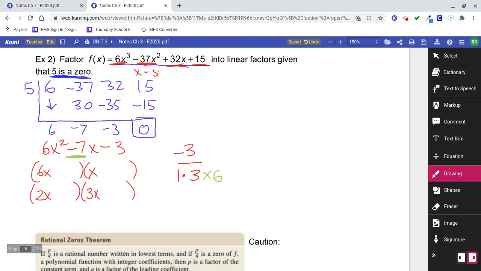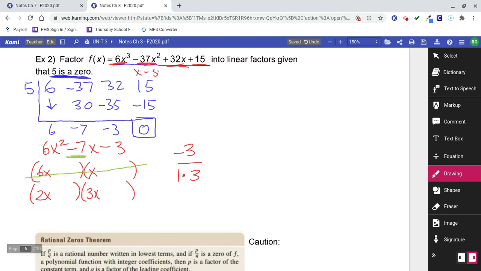So maybe I try this one times 6. 6 times 3 is 18. Plus 1 is 19. Minus 1 is 17. I don't think that's going to cut it either. And so I am very suspicious of this working at all. I don't think that one's going to work. I think it's going to have to be the other way. Let's see what we can do here.